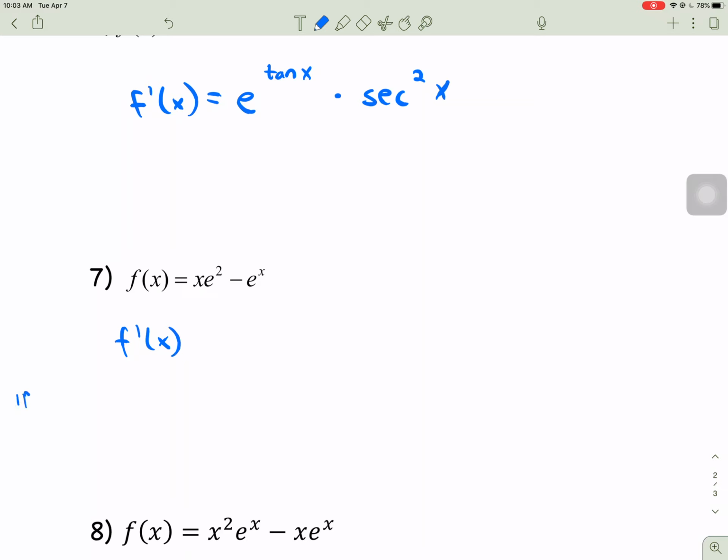right, 1d2 plus 2d1. When this is 1 and this is 2. So 1 times the derivative of e squared. Well, e squared, derivative of e to the x is e to the x, derivative of e squared is e squared. Plus second.